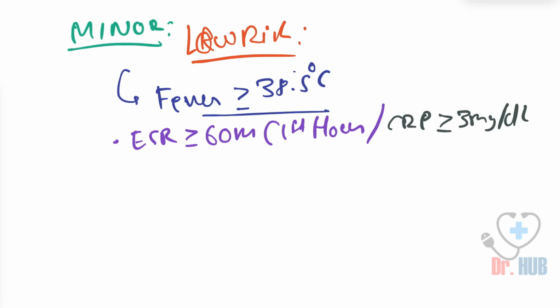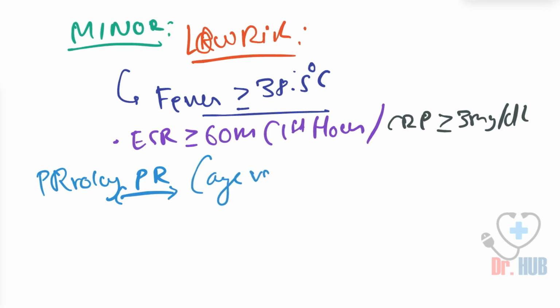Next, we also have the prolonged PR interval. The PR interval is prolonged after accounting for the age variability, unless carditis is a major criterion.